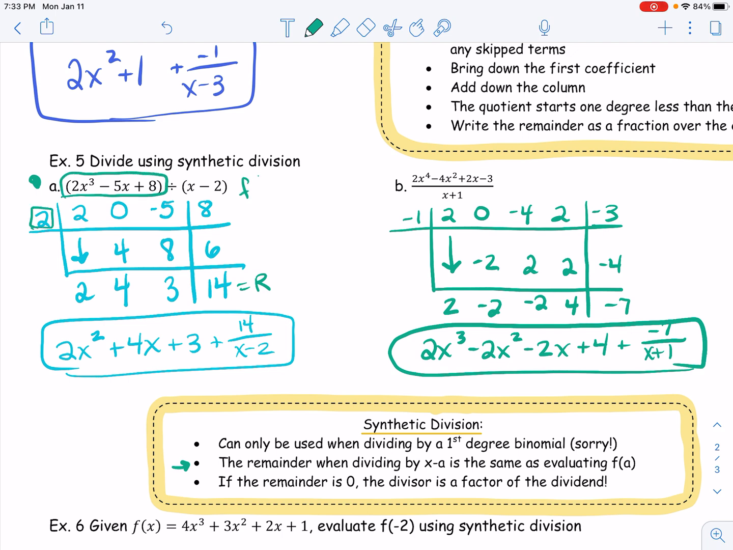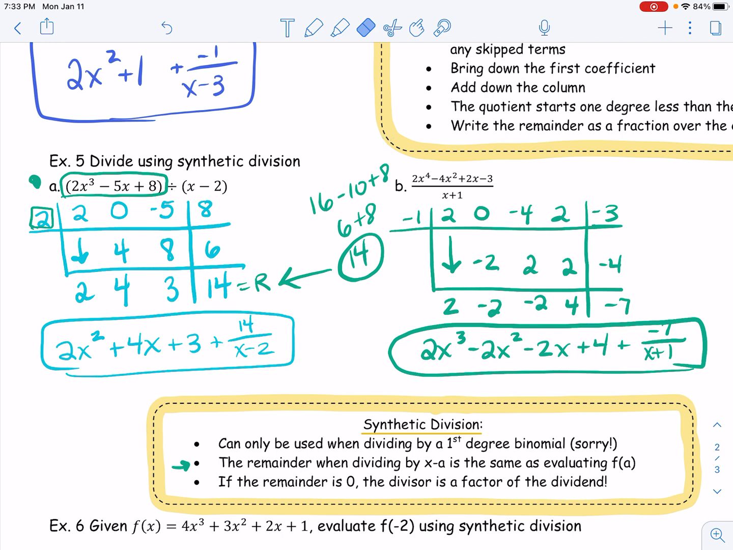So let's just try that out real quick. F of 2. Well, that would be 2 times 2 cubed minus 5 times 2 plus 8. Well, 2 cubed is 8 times 2 is 16 minus 10 plus 8. That's 6 plus 8, which is 14. Coincidence? No.